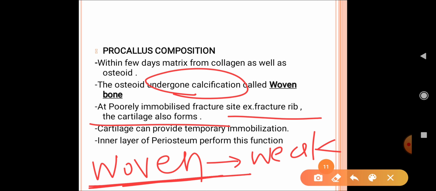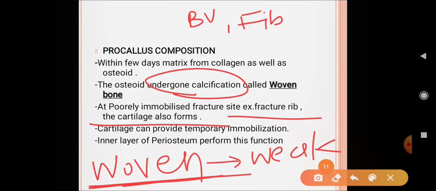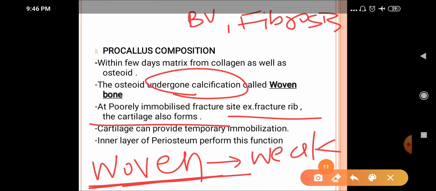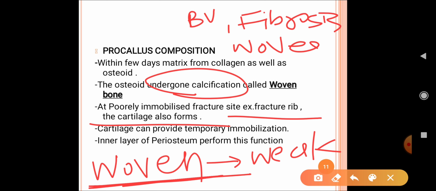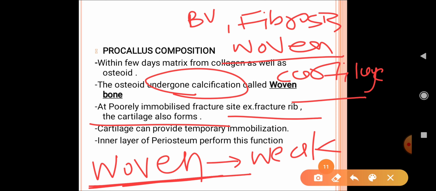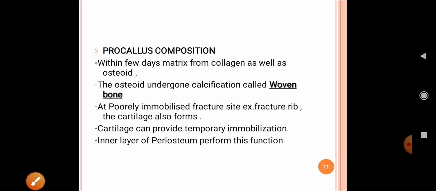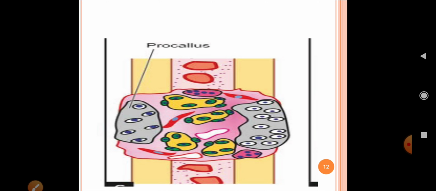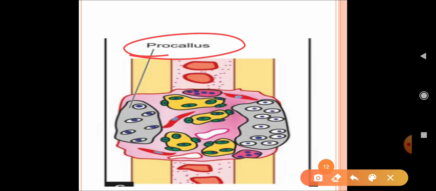So the procallus consists of a total of four things. First of all, there will be newly formed blood vessels. Second one is the fibrosis. Third one is woven bone, and fourth one is cartilage. So the procallus consists of these four things, and the main portion is woven bone and the cartilage. This cartilage will provide the temporary immobilization, and this procallus formation function is performed by the periosteum layer of the bone, that is the outer layer. So this particular figure is showing you the procallus formation.